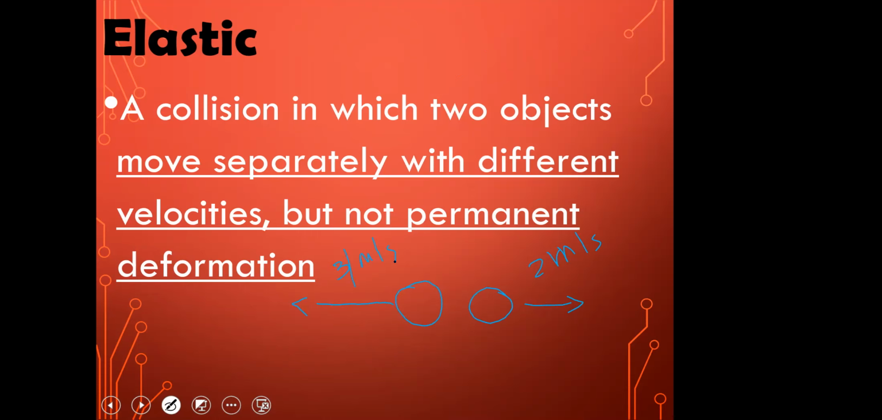The 2 objects collide with each other and move separately. They don't stick with each other. They move separately with different velocities, but no permanent deformation.